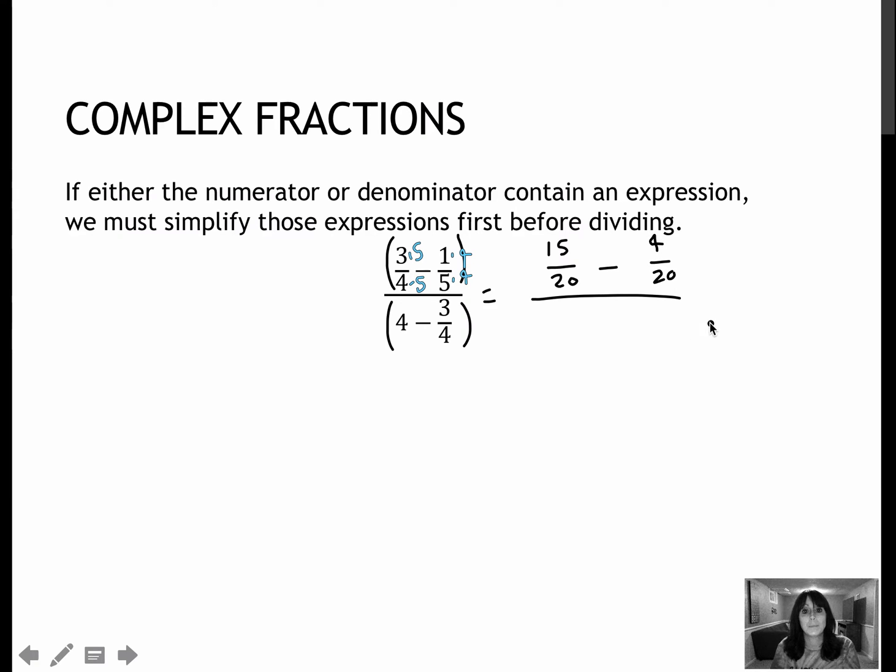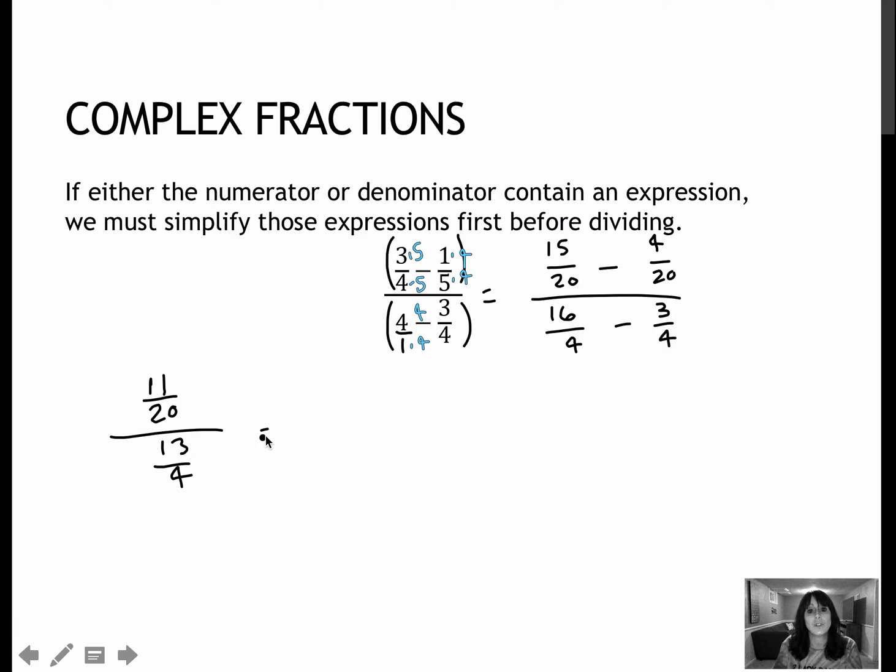4/20 on the top. On the bottom, in order for me to subtract, I'm going to turn 4/1 into 16/4, and then of course minus 3/4. So I've done my first step, which is to sort of work towards being able to subtract the values in the numerator and the values in the denominator. 15 minus 4 is 11/20. My denominator, 16 minus 3, is 13/4.